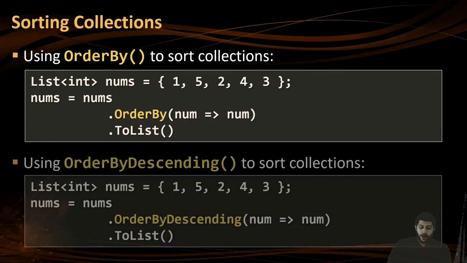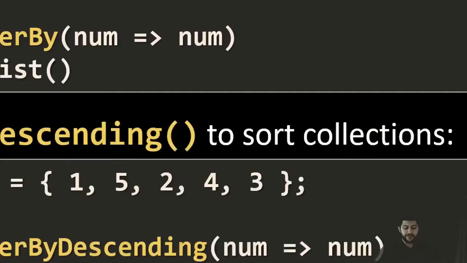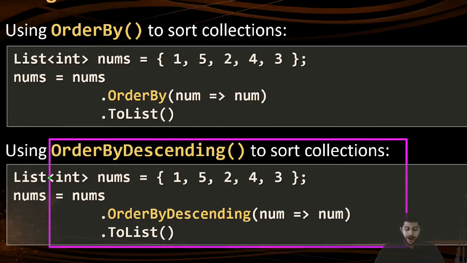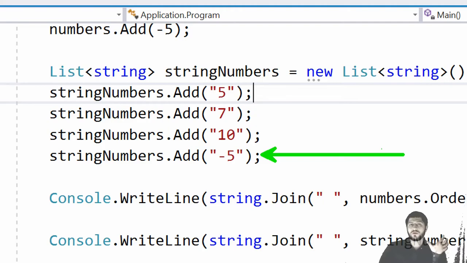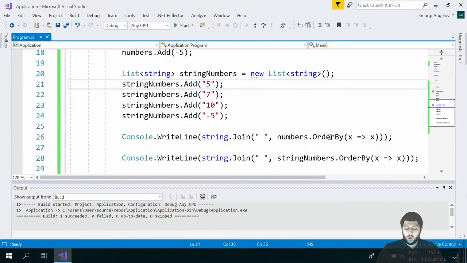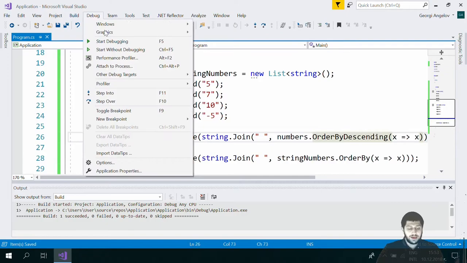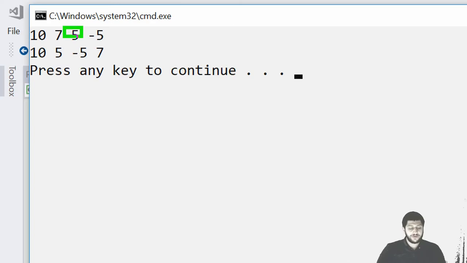Okay, now after OrderBy, we have the same thing, but now ordering happens by descending. First of all, we had ascending order, in which it orders from the lowest to the highest value. But now if we call OrderByDescending, we would get the reversed sequence of numbers. So we get 10, 7, 5, minus 5. As you can see, 10 is the largest number, 7 is after that, 5 is after that, minus 5 is after that.